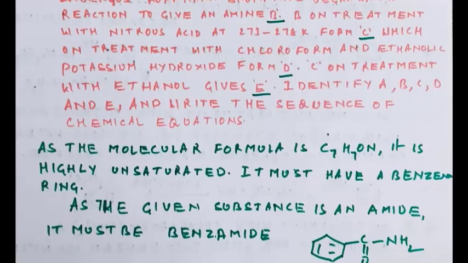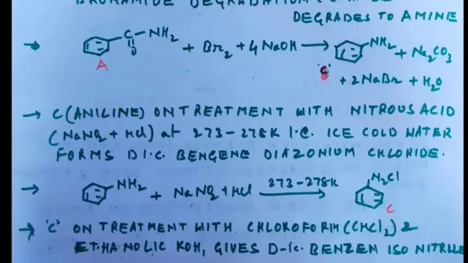As we see the solution for this question, as the molecular formula is C7H7ON, it is highly unsaturated. Therefore, it must have a benzene ring. As the given substance is an amide, it must be a benzamide. A, that is benzamide, undergoes Hoffmann bromamide degradation, that is reaction with bromine and alkali, to give an amine. In Hoffmann bromamide degradation, the amine formed has 1 carbon less than the amide. So here aniline is formed. The substance B is aniline.